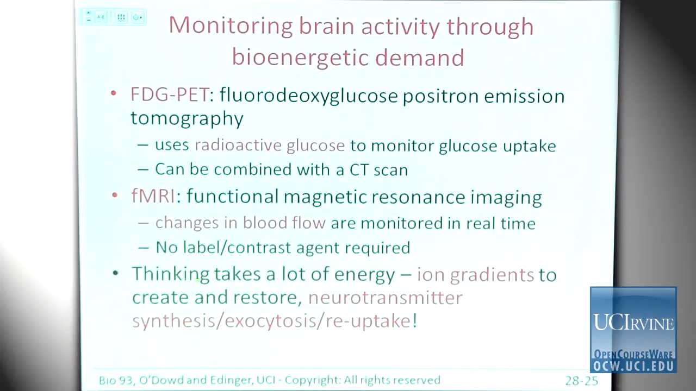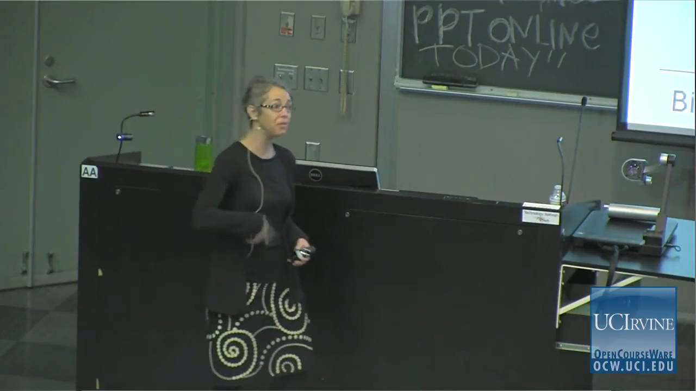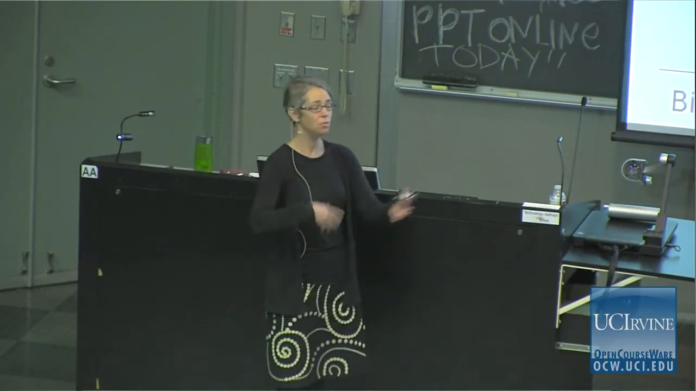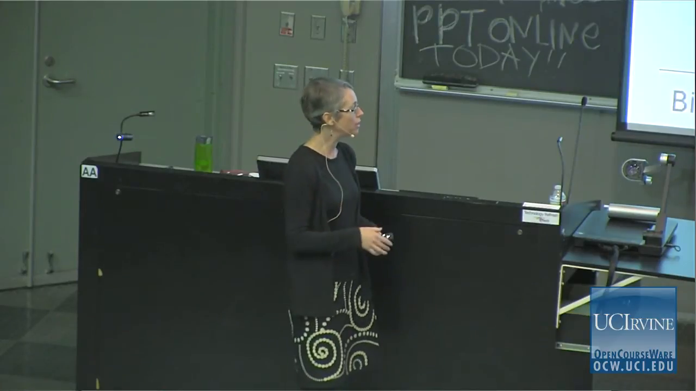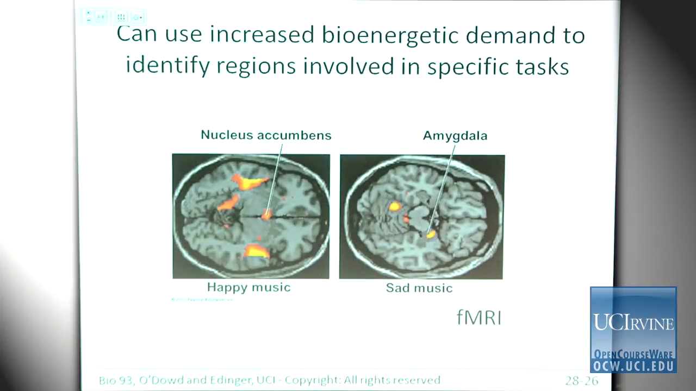So the take-home message here is that thinking requires a lot of energy. Neurons are very metabolically active, right? They have to pump all these ions in and out and reestablish them when the channel's open. They have to make the neurotransmitters. Endocytosis and exocytosis take lots of energy. So neurons are very metabolically active cells. All that pumping requires lots of energy.